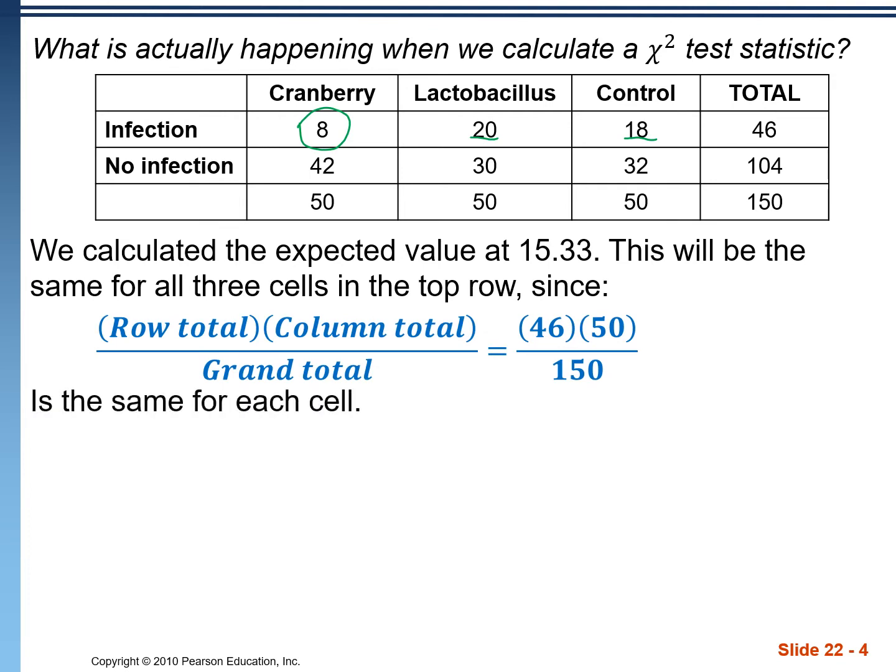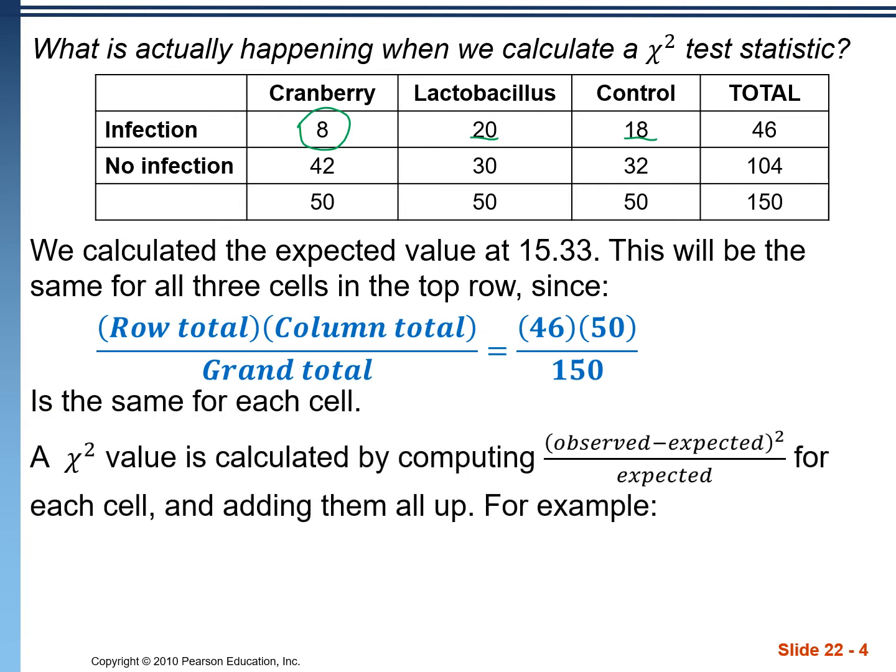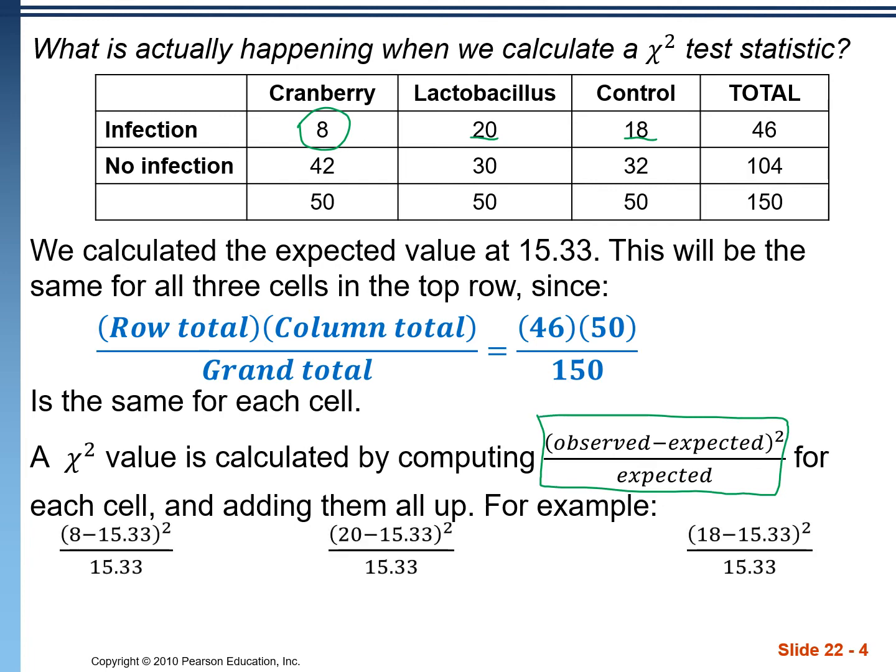All right, so now what we want to do is find a chi-square value for each of these cells. And that's given by this equation right here: observed minus expected, squared, divided by expected. So if we did it for this first cell, okay, it's 8 minus that 15.33 expected value. Square that, divide by expected. That's this one. If we do it for this middle one here, okay, we get that equation. This one at the end gives this equation over here.